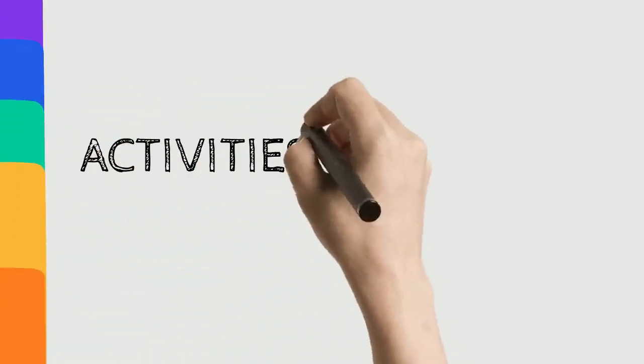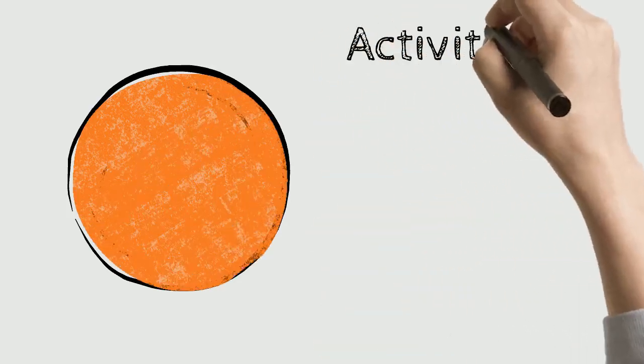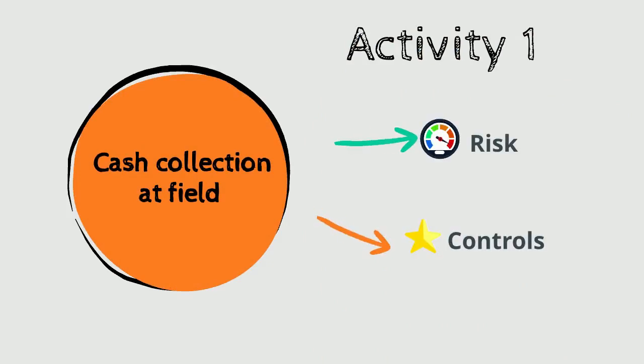In this module, we will find out the key activities that take place in the day-to-day business with their risks and control factors. The first activity is based on cash collection at field. Let's find out the risk and control factors involved in this activity.